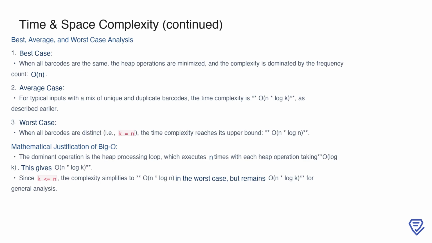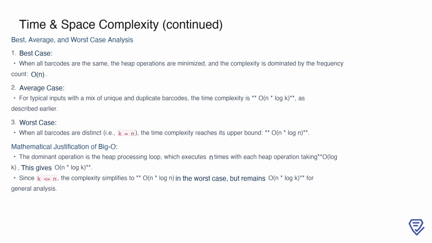Finally, let's analyze the best, average, and worst-case scenarios for our solution. In the best case, where all barcodes are identical, the heap operations are minimized since there's no need to rearrange distinct barcodes. Here, the time complexity is dominated by the frequency count, which is O(n). For the average case, when the input contains a typical mix of unique and duplicate barcodes, the time complexity remains O(n log k), as described earlier.